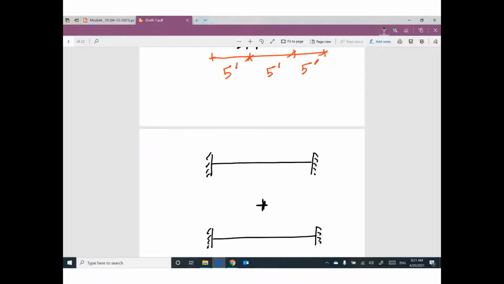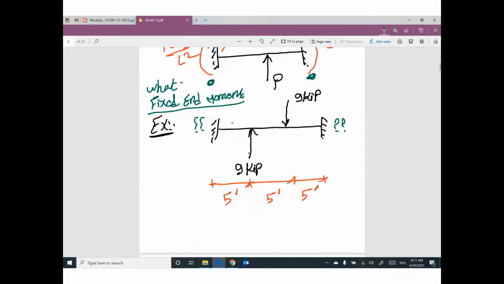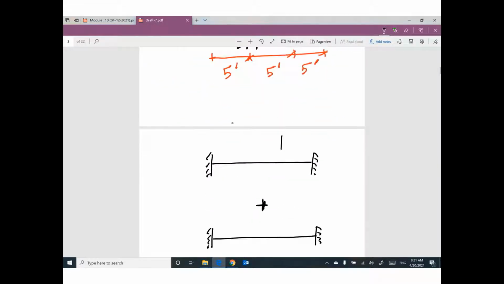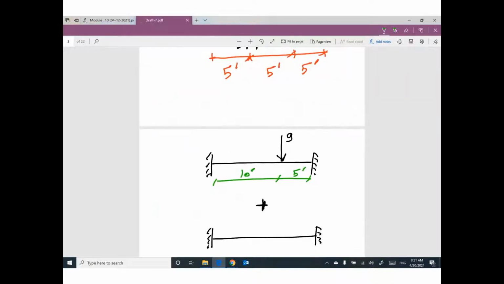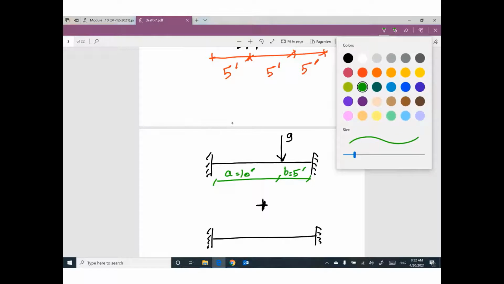What do you think if I'm assuming this concentrated load alone? We have here 9. Is it 9? Yes. And these distances, 10 feet and 5 feet. So we have distance A and B. Distance A equal 10, distance B equal 5. Can you figure out the fixed end moment?